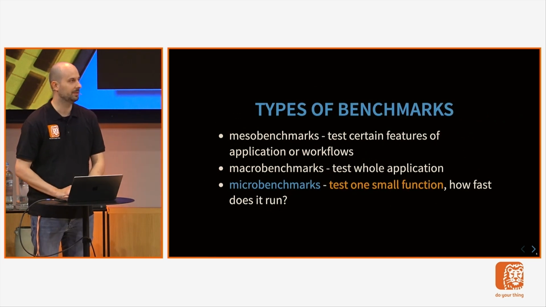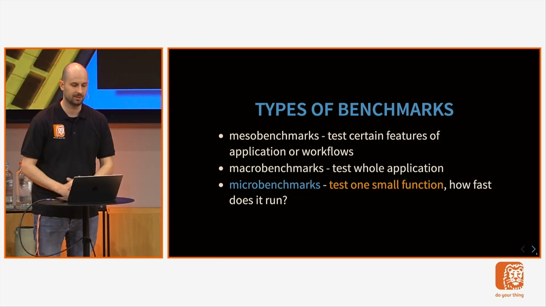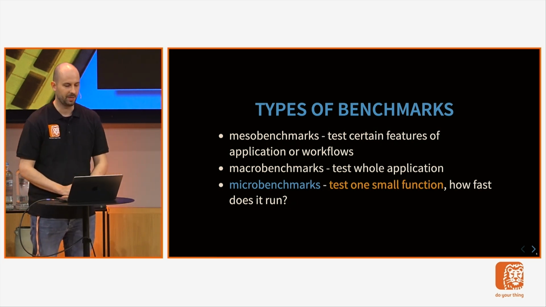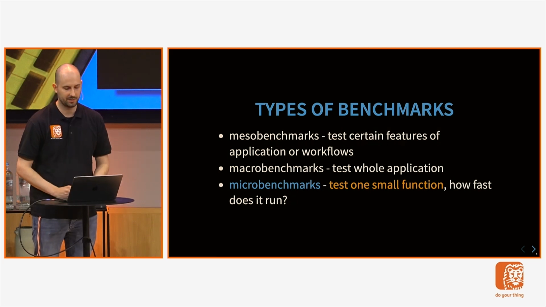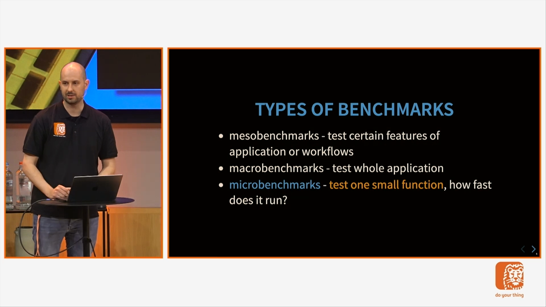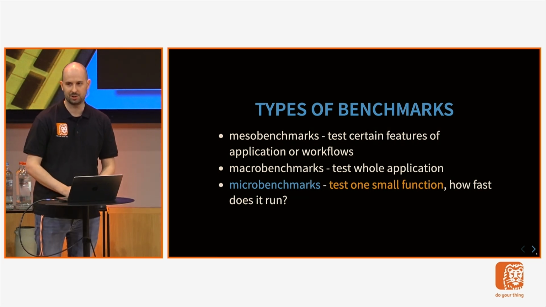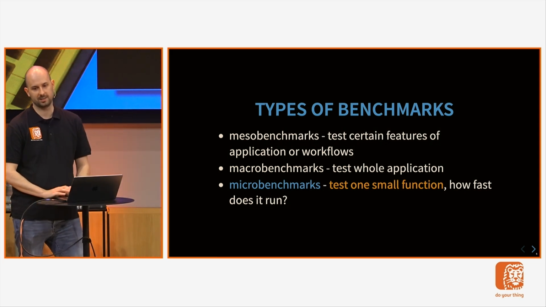So first of all, when you search what is a benchmark, there are many different types of it, but for the sake of this presentation, I decided to divide it into three. We have meso benchmarks, which test only certain features of the application and the flow of it. Macro benchmark is the one that tests the whole application. And there is also micro benchmark, which usually should test one small functionality and check how fast it runs.